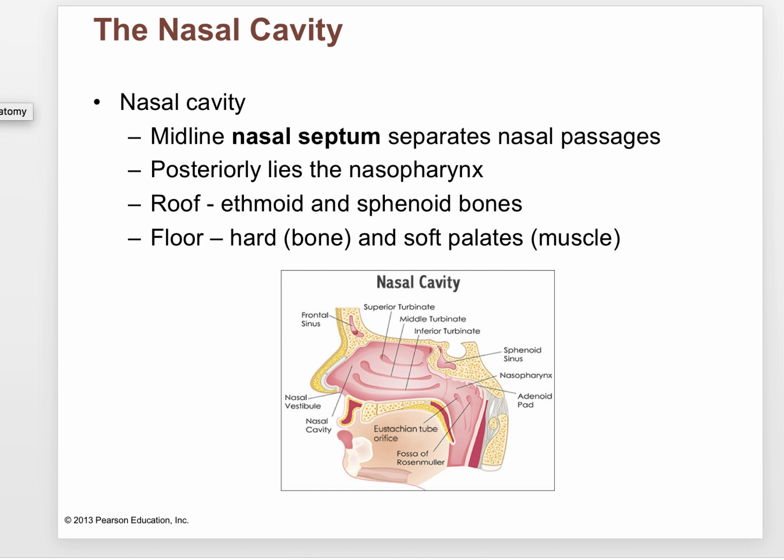The nasal cavity is bounded by the nasal septum medially. Posteriorly, there's the nasopharynx in this area. The roof of the nasal cavity is ethmoid and sphenoid bones. The floor is a hard and soft palate. Here's a hard palate here and a soft palate in the back of the throat. But those are the boundaries of the nasal cavity.